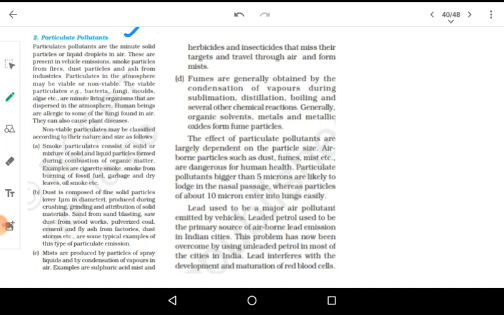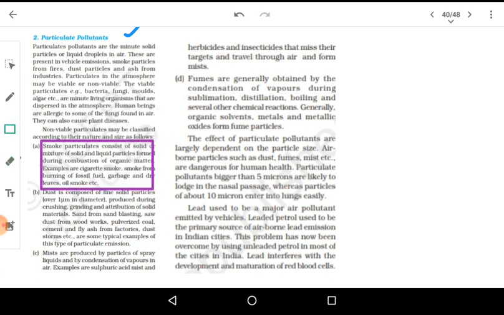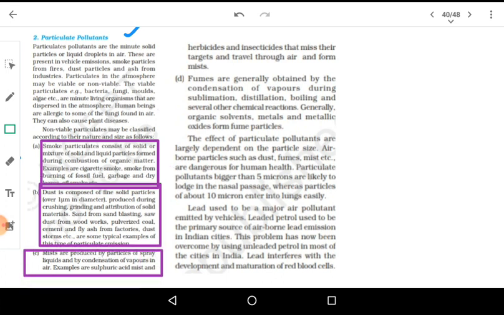Now, viable pollutants include bacteria, fungi, molds, and algae. And we have some non-viable pollutants as well, of the following types. We have smoke particles, consisting of solid or a mixture of solid and liquid particles, formed during the combustion of organic matter. Second is dust, consisting of fine solid particles over 1 micrometer in diameter. The third one is mist, which is formed by particles of spray of liquids and condensation of vapors in the air.